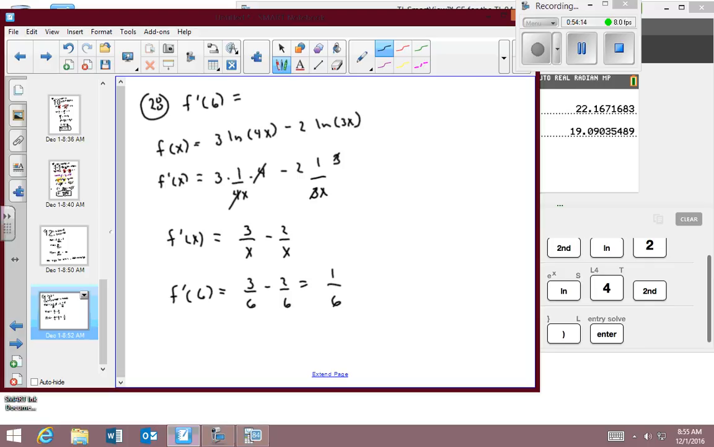So what does that mean? As x goes from 6 to 7, f of x increases by 1/6.